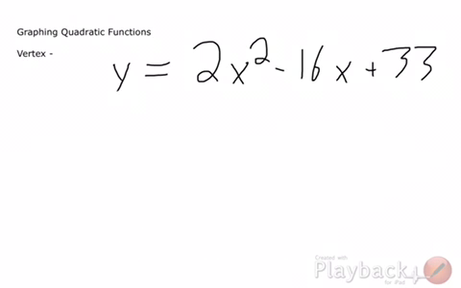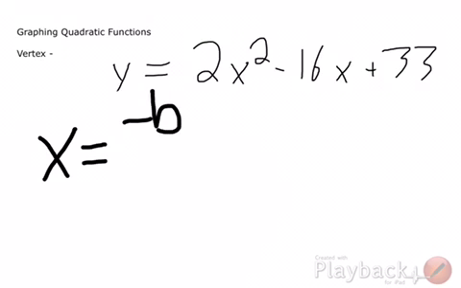Okay, to find the vertex, we use a simple formula. The formula is x equals negative b over 2a. This formula finds the line of symmetry, the axis of symmetry that divides our graph into two pieces. All you have to do is plug in the corresponding values from your quadratic equation, and it calculates an x value. And we can do that pretty easily here.